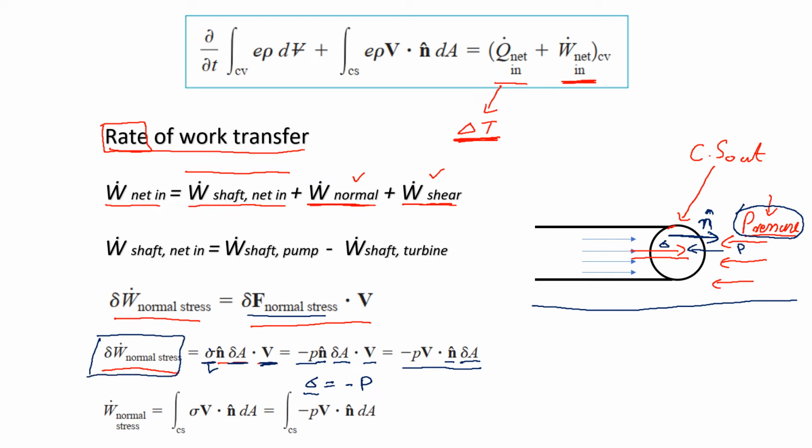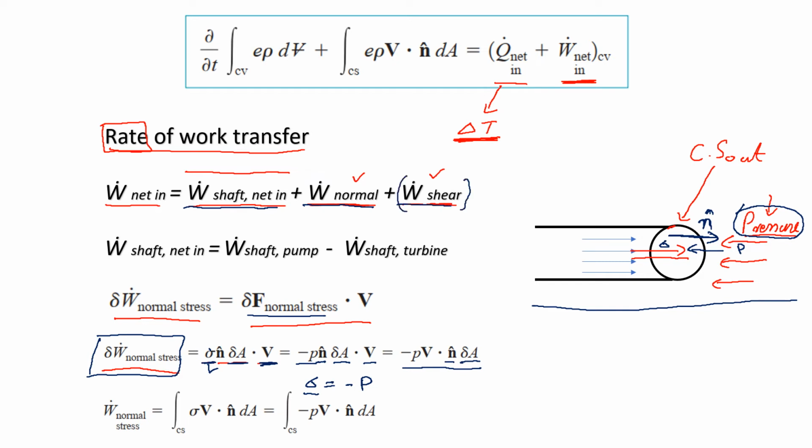So apart from the rate of work transfer to the shaft, we are also talking about the work required to overcome these normal stresses on the control surfaces. Again, I am talking again and again about the control surfaces, because this work will only be required on the control surfaces, because the normal stresses will only occur on the control surfaces. Plus the work required to overcome the shear stresses.